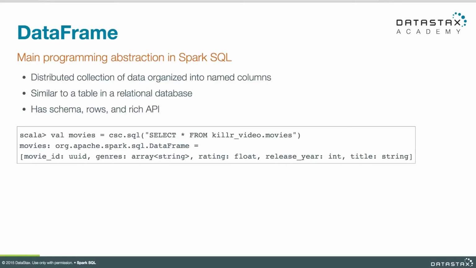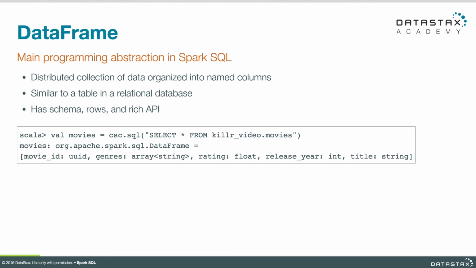Now, I mentioned data frames as a new programming abstraction in Spark SQL. You can think of a data frame like an RDD that has named columns. So it's like if you took a relational database table and an RDD and merged them together, you'd get a data frame. So it's a lot like a table. It has schema, it has rows, it has columns with names and data types. Like an RDD, it's distributed and Spark manages where it lives and how computation is distributed over it.